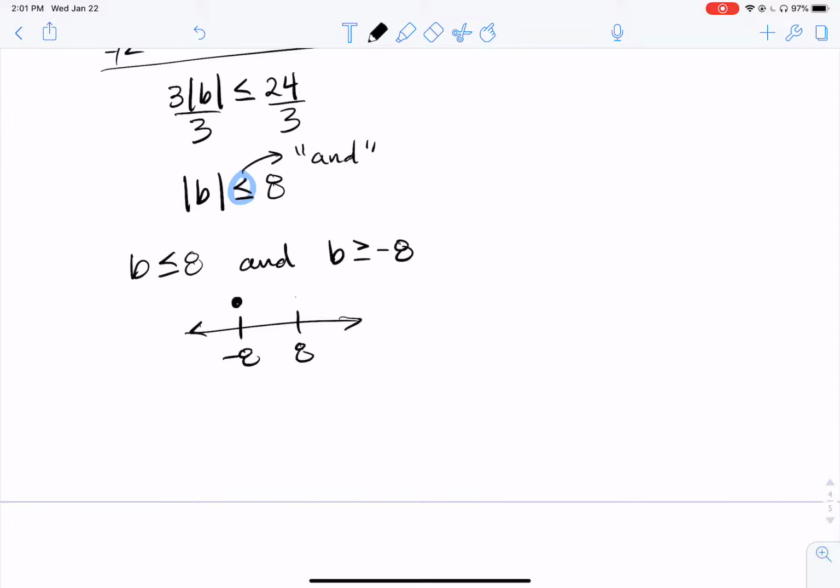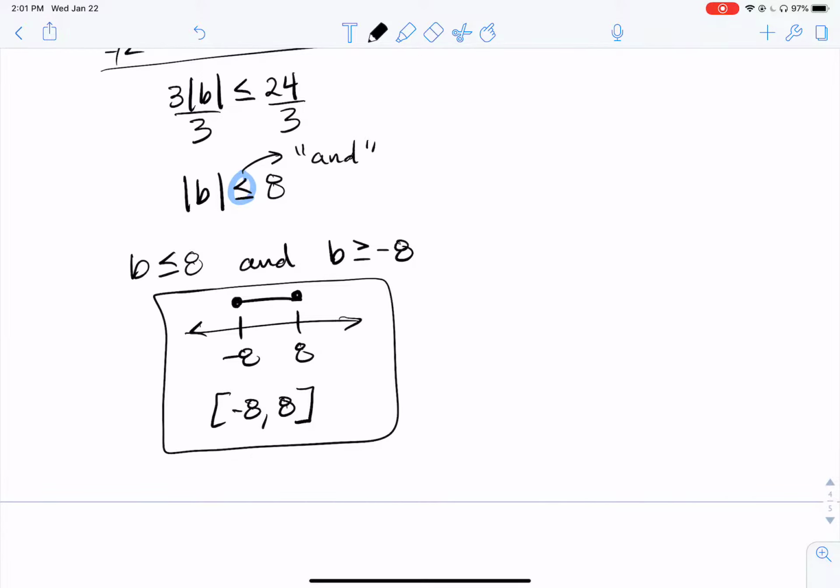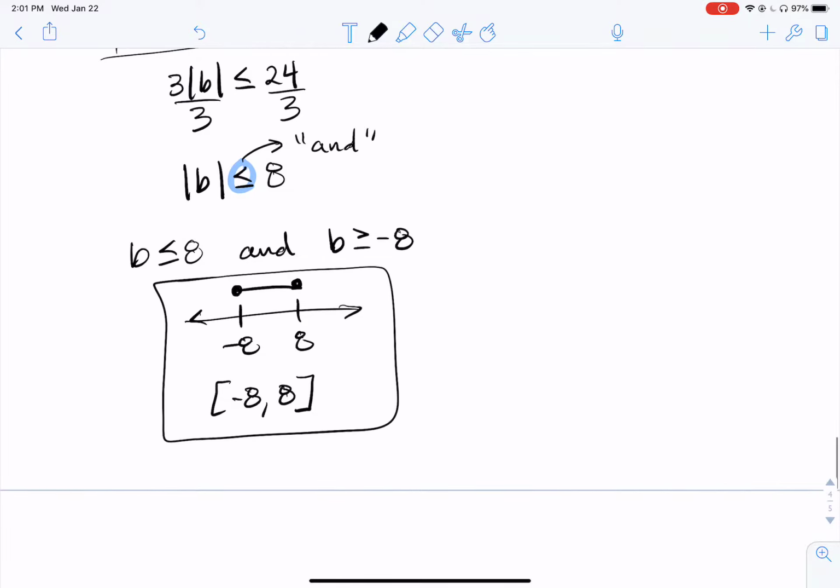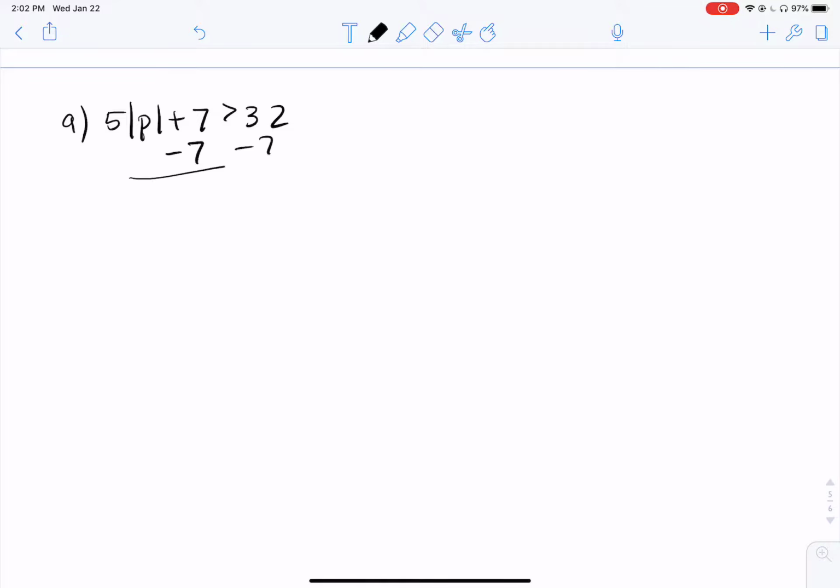So your solution will look like this. From negative 8 to positive 8, the solutions would be in between. So as our interval, we would have to use brackets that go from negative 8 to positive 8. Now for number 9, the same thing, but this time it's written backwards. But again, we start by getting rid of the constant. So we're going to subtract 7 from both sides.